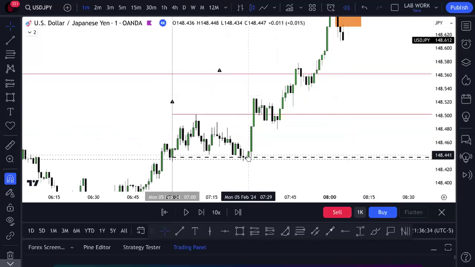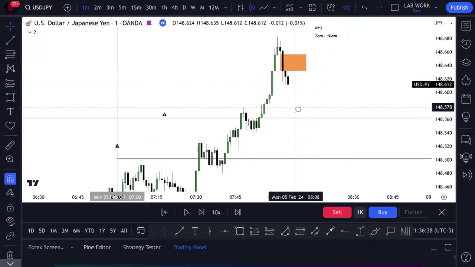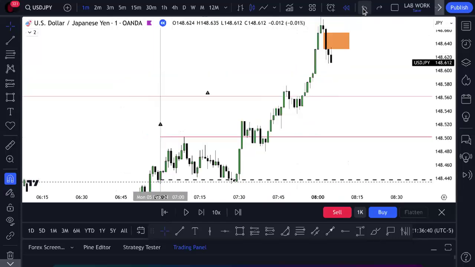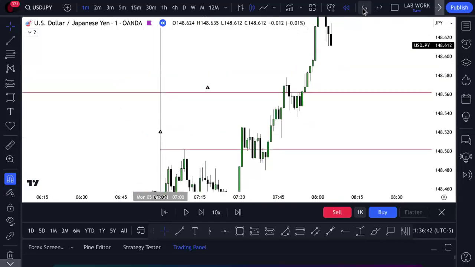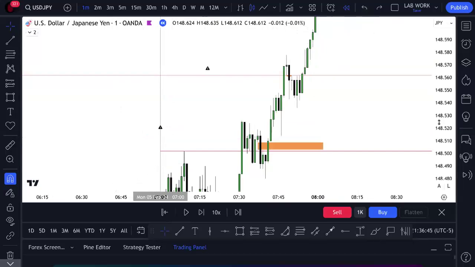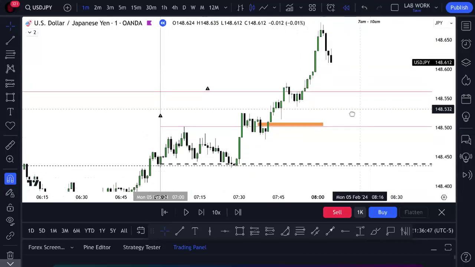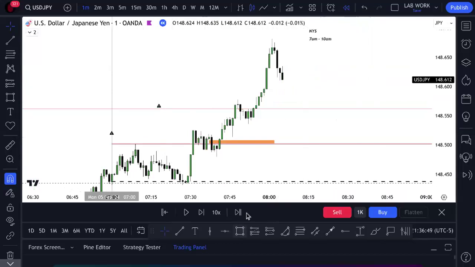I'm surprised. Did I delete all of them? I guess I did. I thought they were still on the chart. There we go. I want to keep them on the chart just to show you're not just taking any fair value gap.